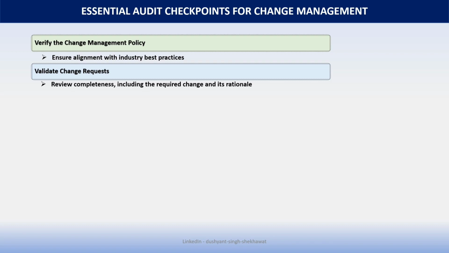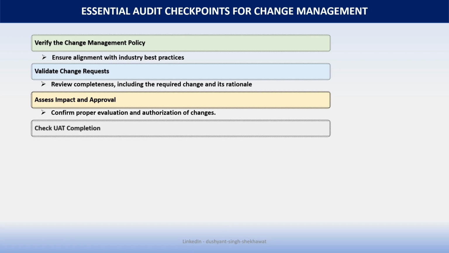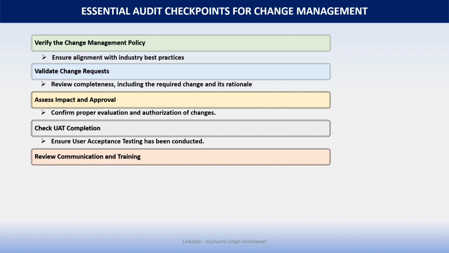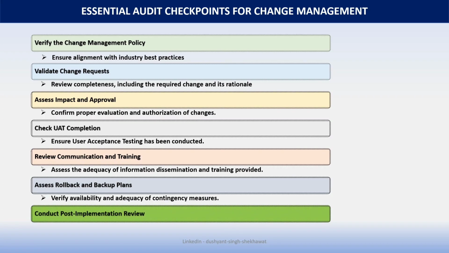Impact assessment is done or not. Impact assessment, like what will be the impact on the organization with the change, has the organization carried out the impact assessment, and whether the approval for the change has been taken or not. User acceptance testing done or not, right? We discussed that before moving changes to the production environment, it is tested in a testing environment. So whether testing was done or not, and how the changes were communicated to all relevant stakeholders. So we need to check that as well. We can check whether a rollback plan or backup plan was available or not. Post-implementation review done or not, right?